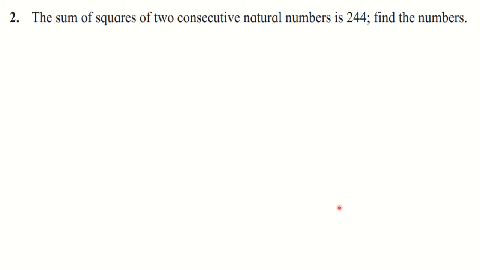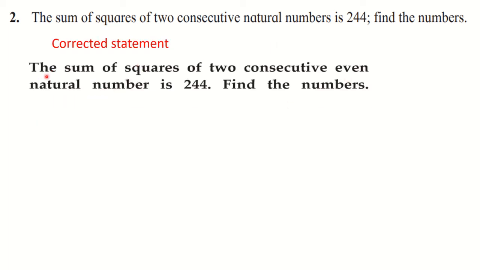Question number 2. The sum of squares of two consecutive natural numbers is 244. Find the numbers. This statement is wrong. Here you need to have one extra word, that the sum of squares of two consecutive even natural numbers. Okay, so you write down the corrected statement. The sum of squares of two consecutive even natural numbers is 244. Find the numbers. If you are taking two consecutive numbers, you are not going to get the answer. So please make a change.